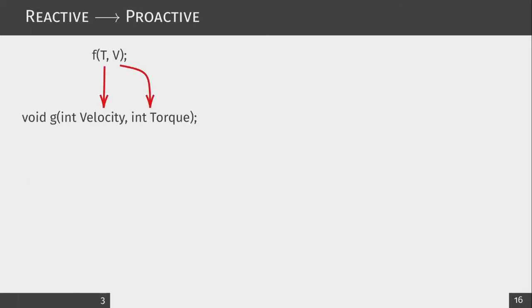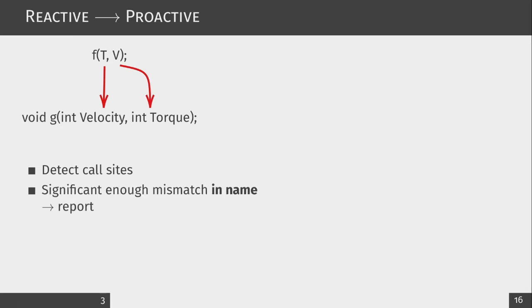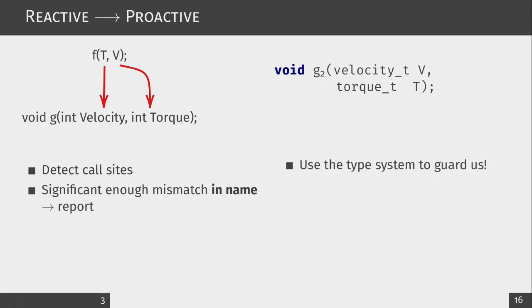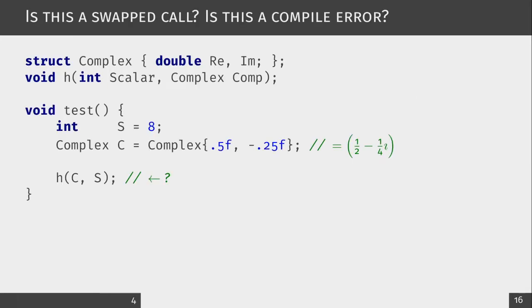However, previous works were mostly reactive. By this, I mean that they were built to detect call sites and compare the arguments to the parameters, for example, via their names. And if a significant difference is found, report that a swap might have happened. In contrast, our research is made from a proactive approach. By exploiting the capabilities of the type system, we can guard against swaps out of the box, making swapped expressions a hard compile error. In addition, previous works were mostly targeting Java.